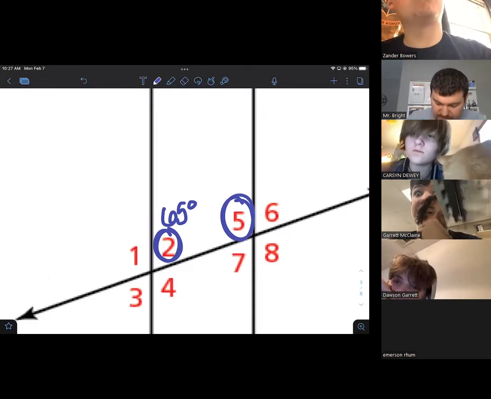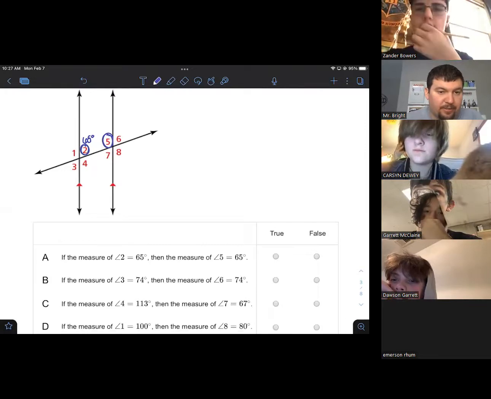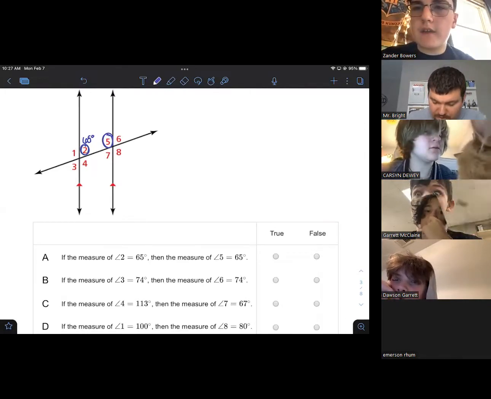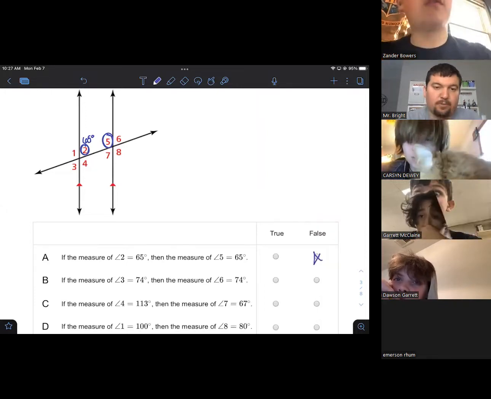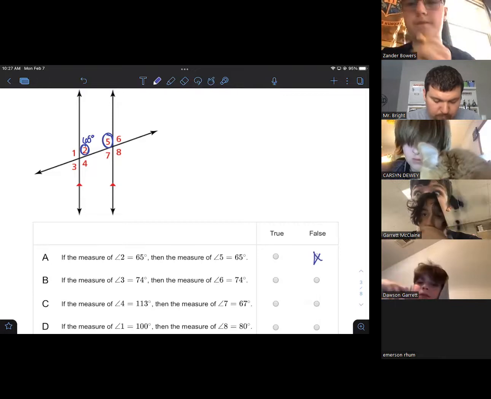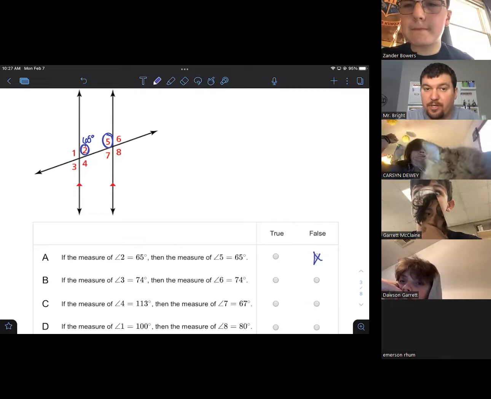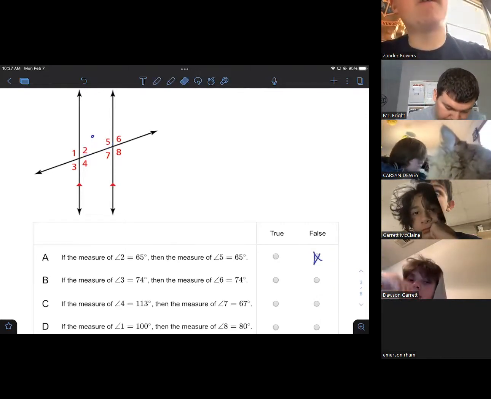False. That is false. They are not alternate interior. They're just interior. They're not on different sides of the transversal. And so for that reason, angle 5 is not going to be equal to angle 2. Actually, it'd be 180 minus 65, which means they're supplementary to each other, but not congruent. So that's false. Okay, next one.